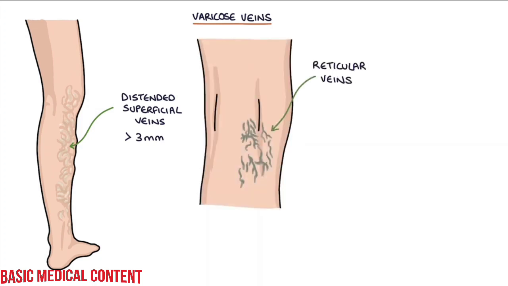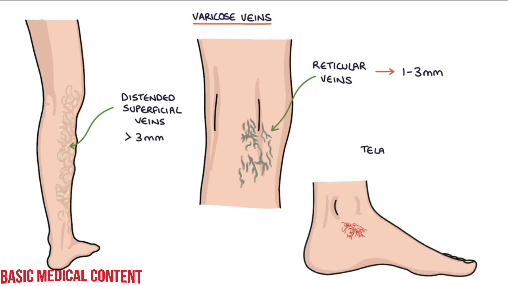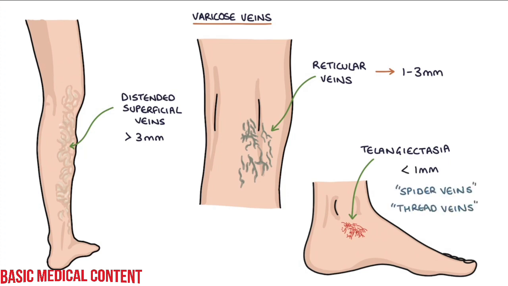Reticular veins are dilated blood vessels in the skin measuring 1 to 3 mm in diameter. Telangiectasia refer to dilated blood vessels in the skin measuring less than 1 mm in diameter. They're also known as spider veins or thread veins.